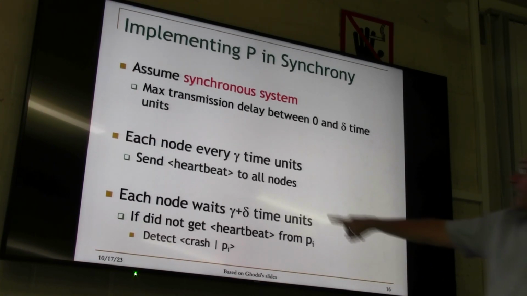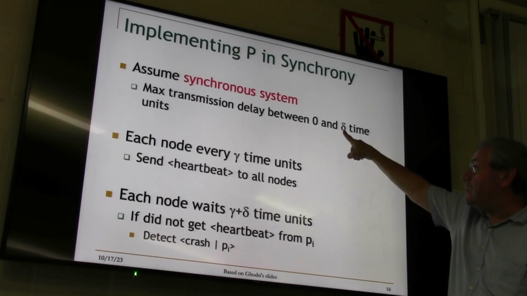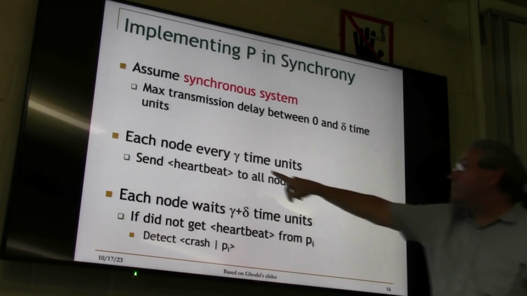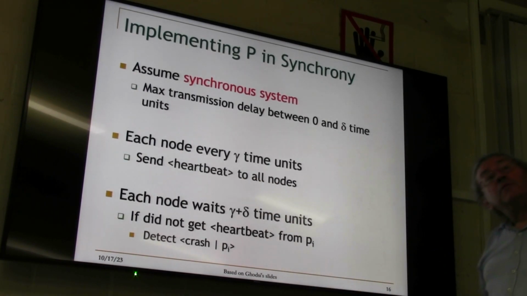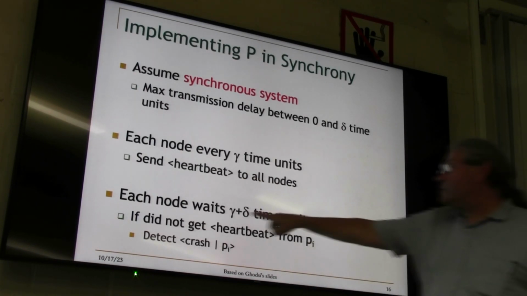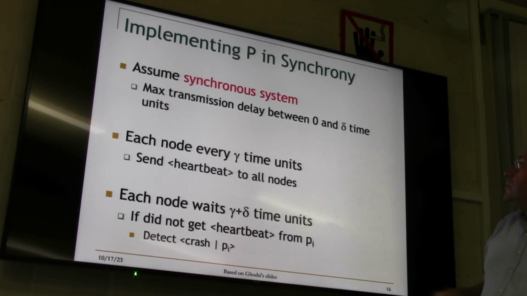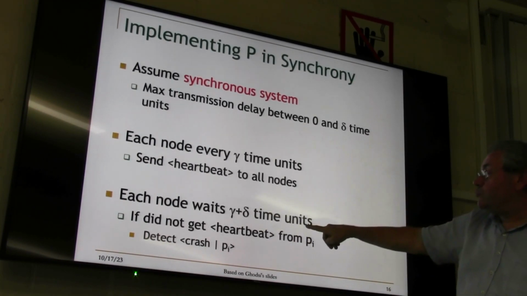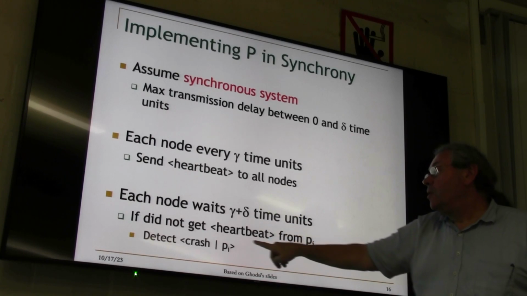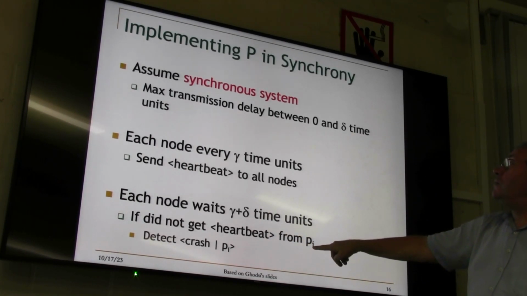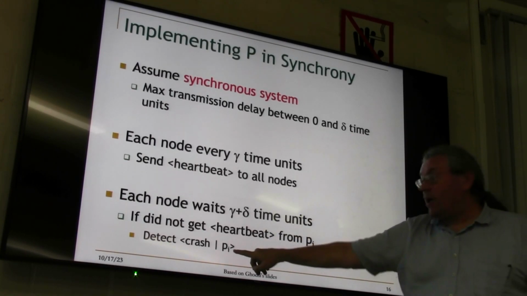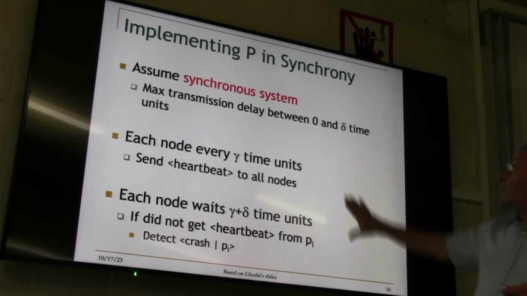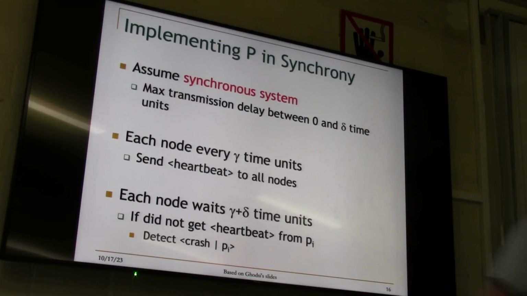Because the maximum time is delta, the delay, plus the time of the periodic detection. So if it waits gamma plus delta, then it's guaranteed that if a message was sent, it will get it. But if it did not get it, then we know for sure that PI has crashed. Okay? Because these are bounds. So that's very easy. Okay? And we can prove the correctness of this.